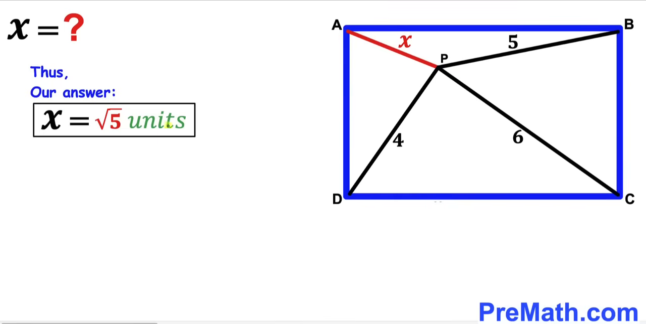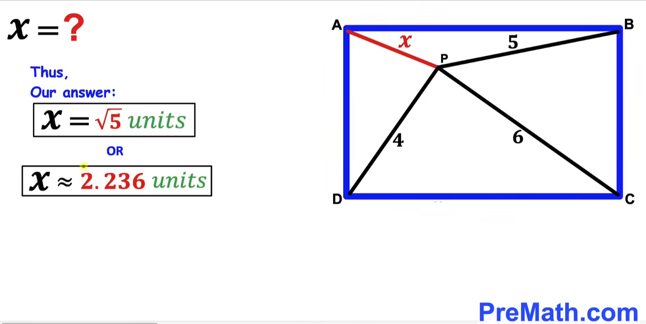units. So thus after all the calculations and manipulations, our x value turns out to be square root of 5 units. And that is going to be approximately equal to 2.236 units as well. So therefore this x value turns out to be equal to square root of 5 units. And that's our final answer.